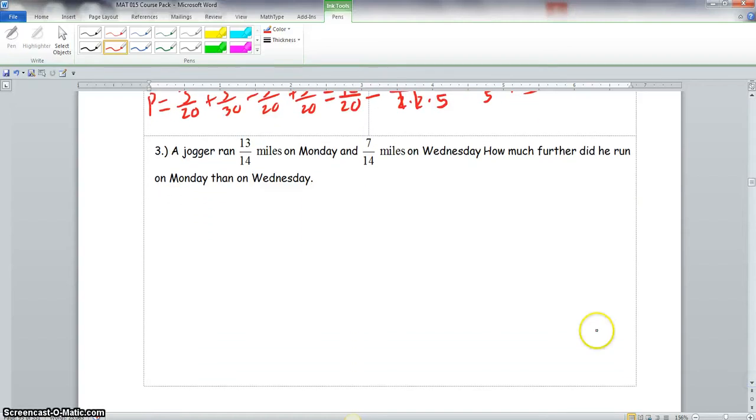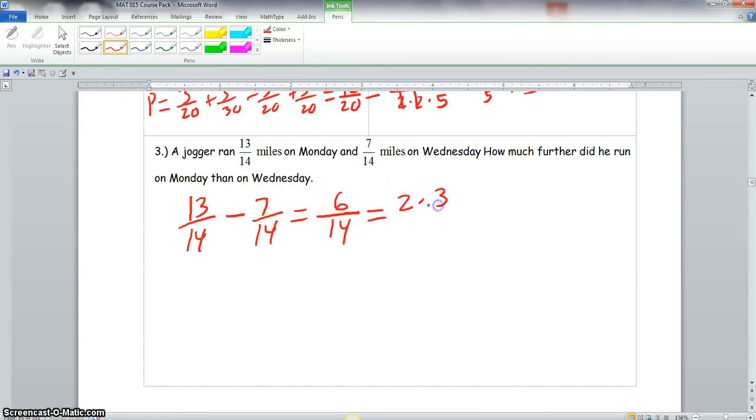It says a jogger ran 13/14 of a mile on Monday and 7/14 miles on Wednesday. How much further did he run on Monday than Wednesday? Now we're asking how much further. We know that's subtraction. So it'd be 13/14 minus 7/14. We carry over our 14. 13 minus 7 gives us 6. Now we take the prime factorization of the numerator, which is 2 times 3. Prime factorization of the denominator, which is 2 times 7. These two simplify out, and you will be left with 3/7 miles.